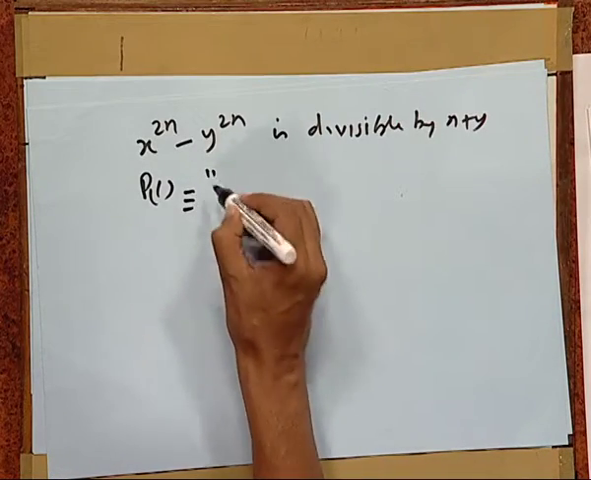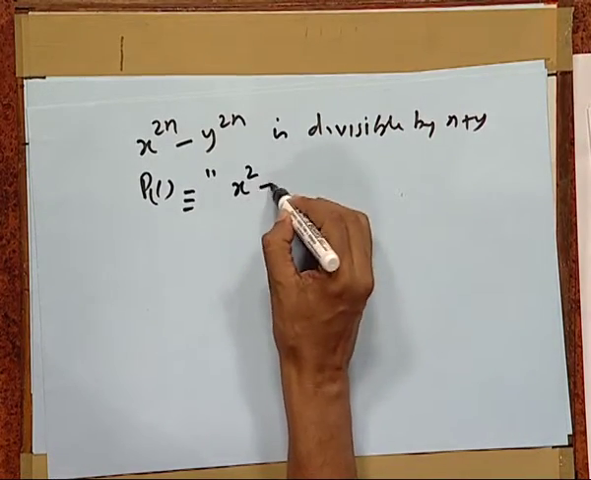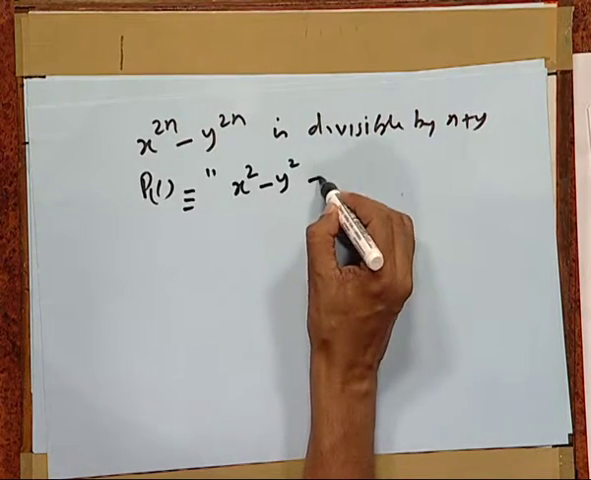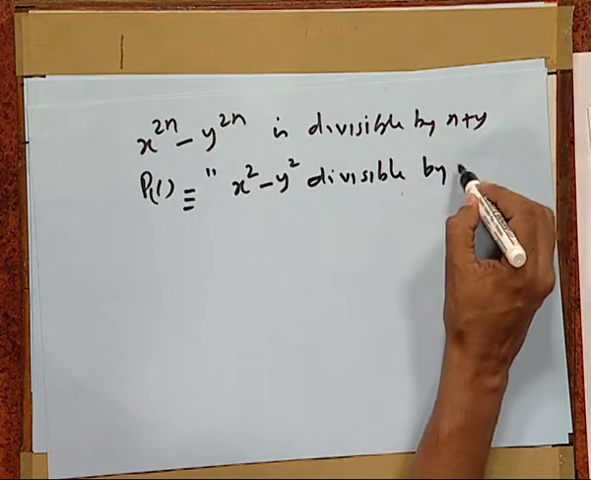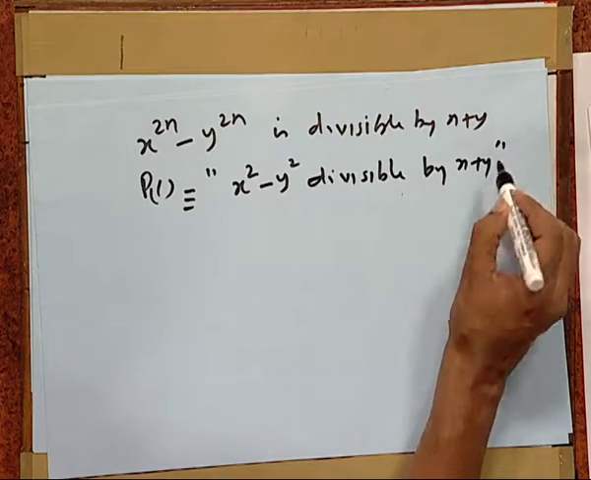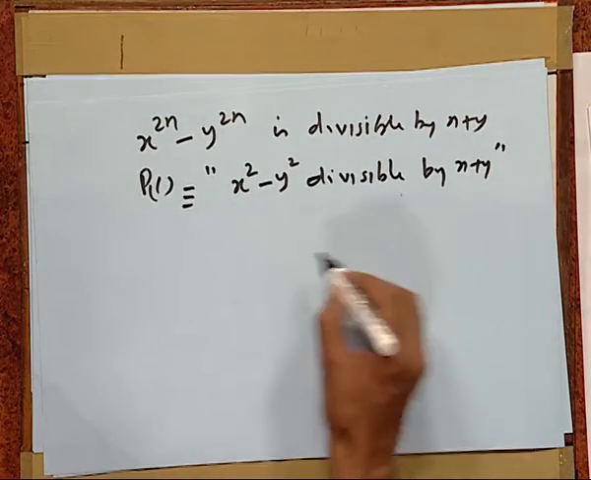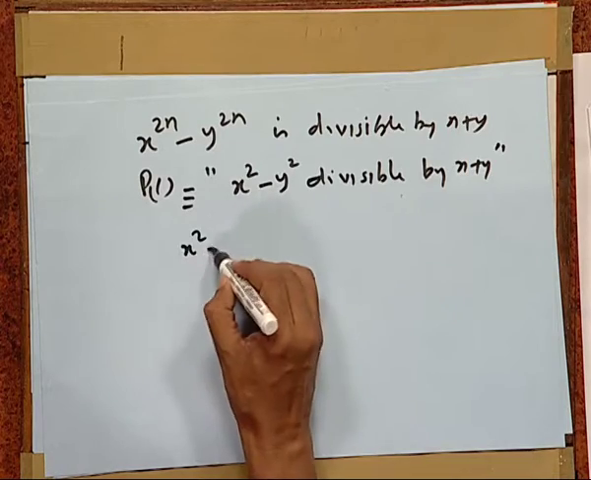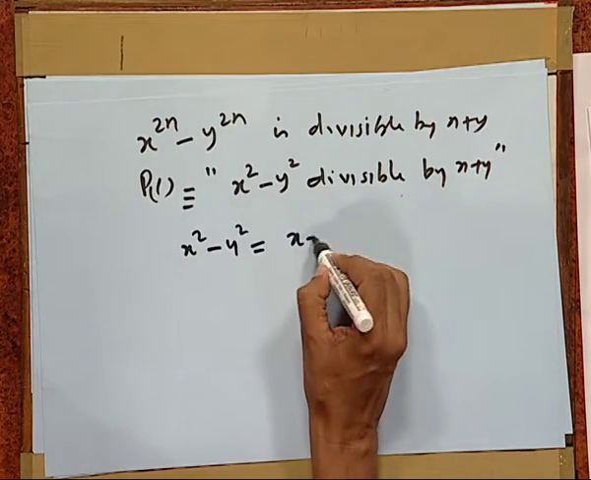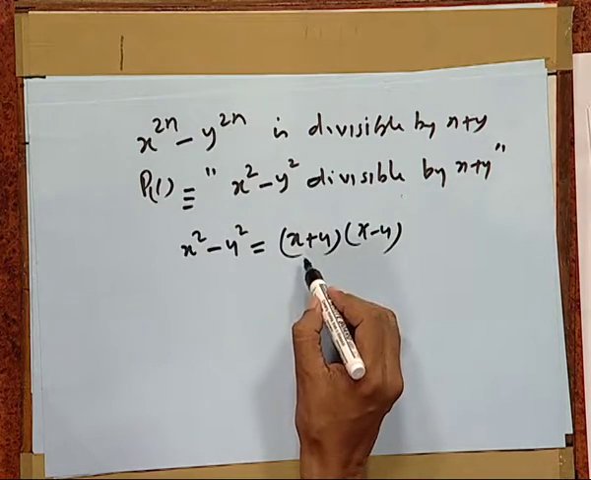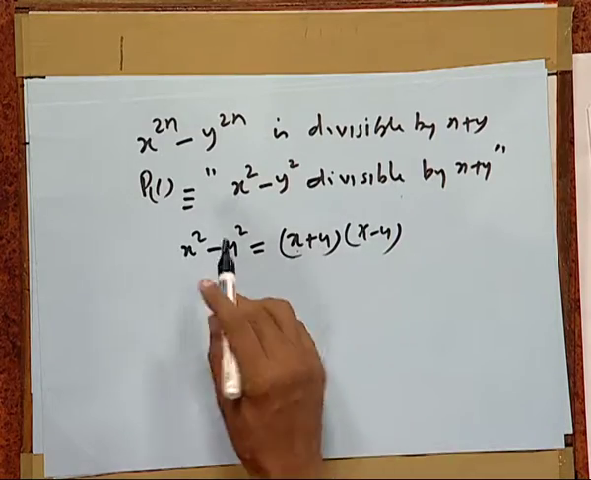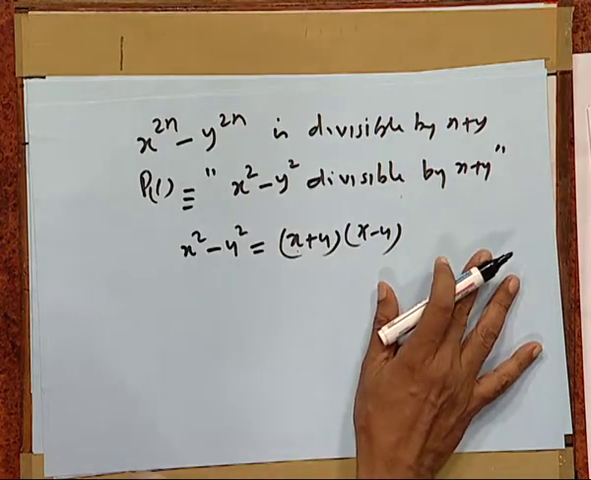First we check for P1. We have P1 equals x square minus y square divisible by x plus y, which is true because x square minus y square is always x plus y times x minus y, and clearly x plus y is a factor of x square minus y square.